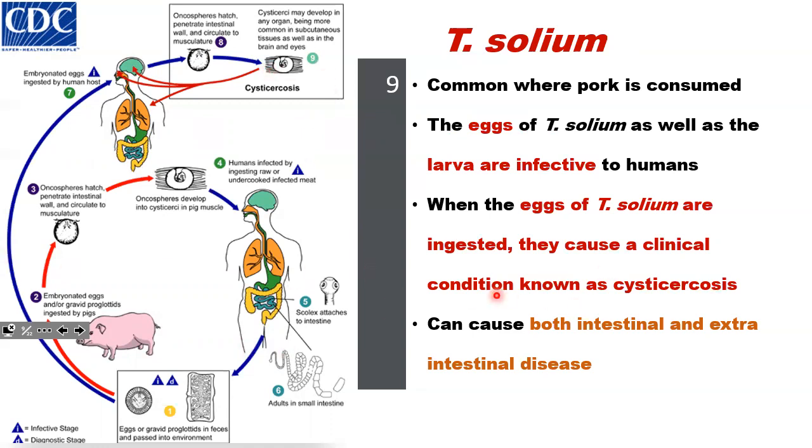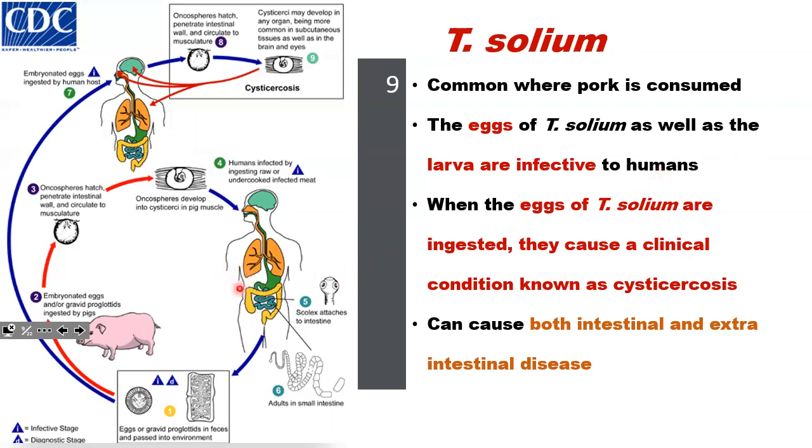So the eggs of Taenia solium, as well as the larva, are infective to humans. This is in sharp contrast to T. saginata, that is the one from beef. The one from beef, it's only the larva stage that is infective. As a result, it causes only intestinal infection.